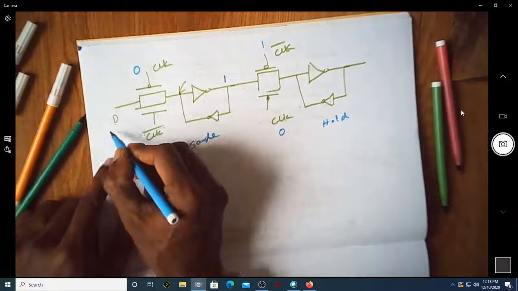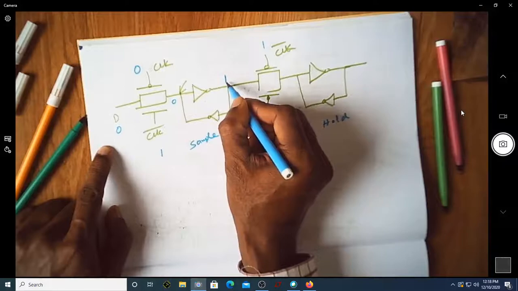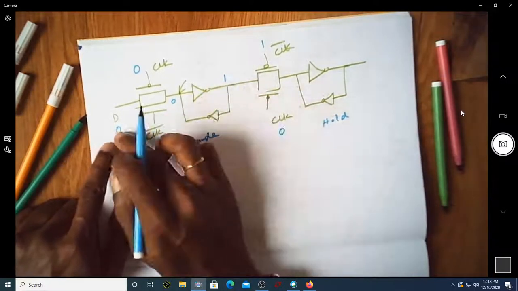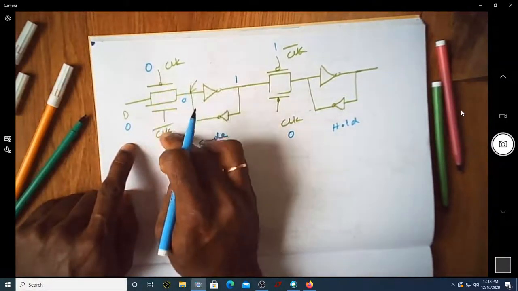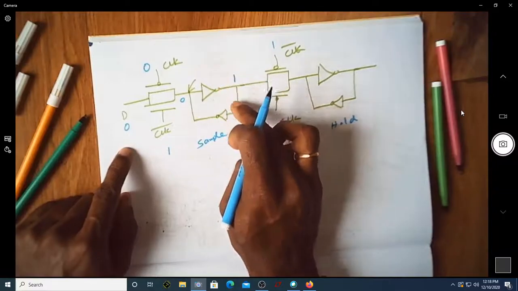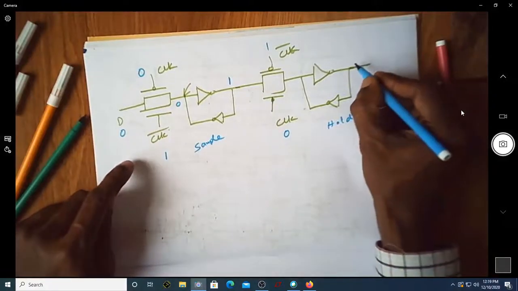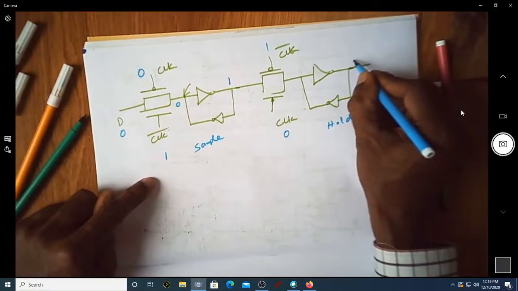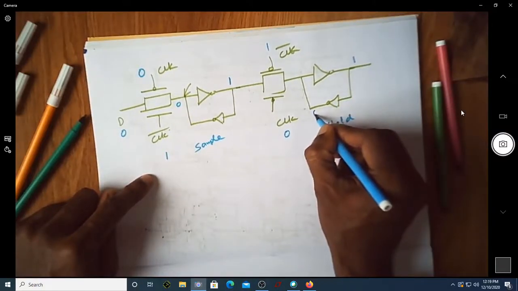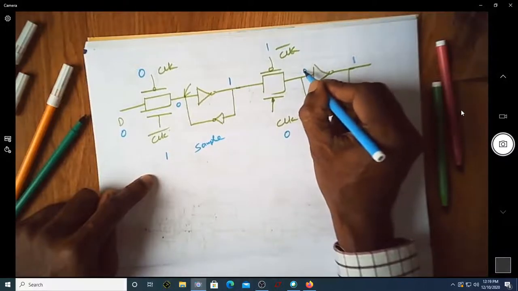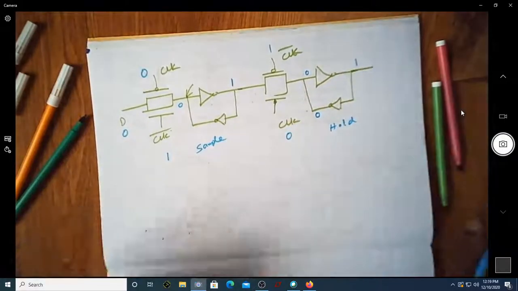Now you can see, suppose the value of this is 0, the same 0 will come here and that 1 will come here. Of course you keep on sampling, assuming this is 0 for a long time. So if this is 0, the same 0 will come out here, because this is on and you are in the sample condition. Now assume that you have 1 here, the earlier value is 1, it is making it 0, this 0 is coming as 0, and it is held in the hold mode. So now this is in hold mode.